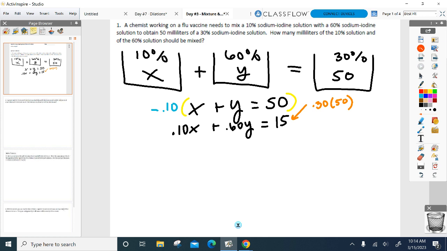Take your time. You have decimals right now. Easy mistakes can happen when you're working with decimals. Distribute, distribute, distribute. Negative 0.10x minus 0.10y equals, distribute it on the other side. Take your time. You have decimals. Make sure they get put in properly in the calculator. Negative 5, I hope. Everyone's getting negative 5.